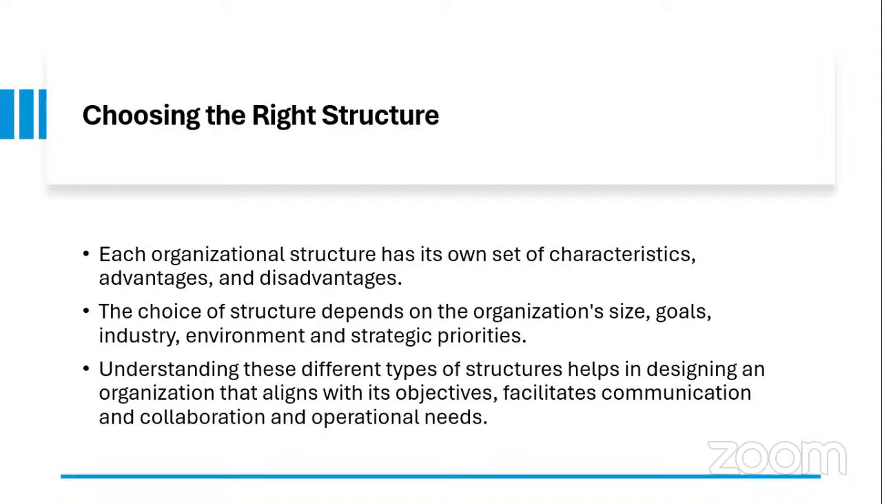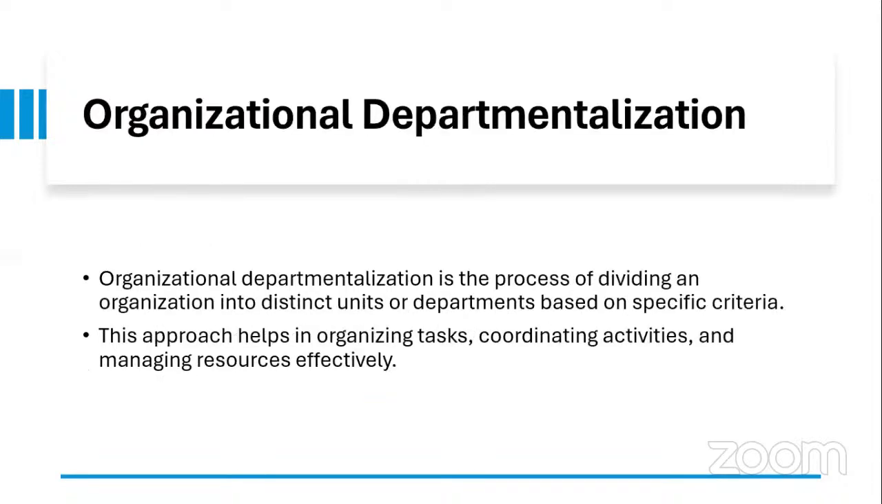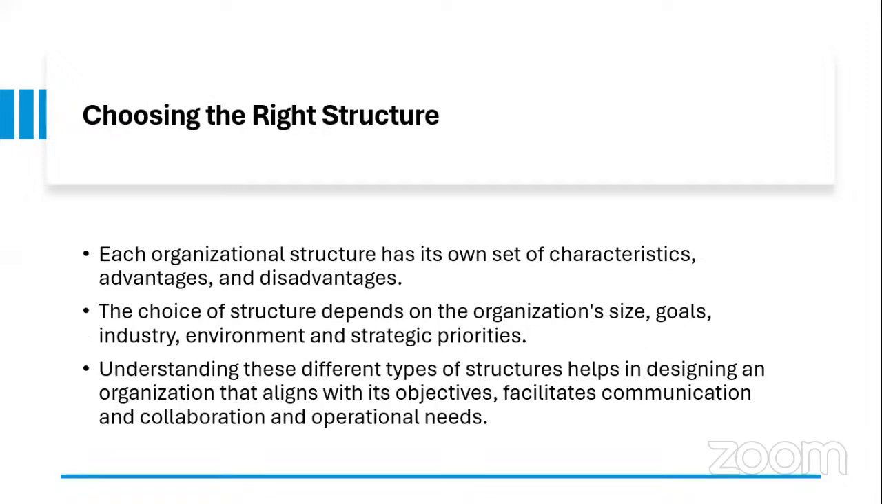Now, choosing the right structure. Each organizational structure has its own set of characteristics, advantages, and disadvantages. The choice of structure depends on the organizational size, goals, industry, environment, and strategic priorities. Understanding these different types of structures helps in designing an organization that aligns with its objective, facilitates communication and collaboration, and operational needs.